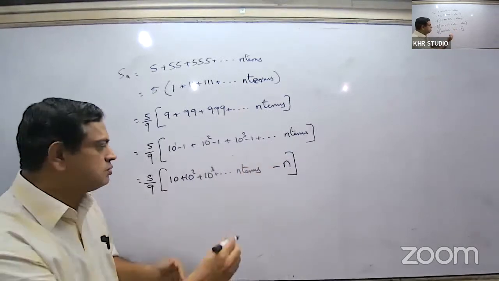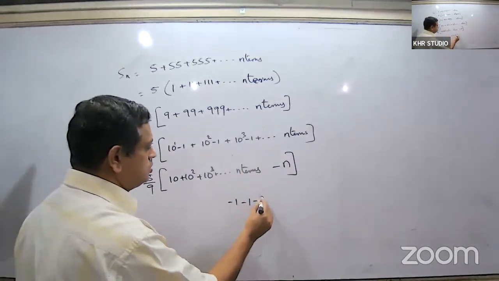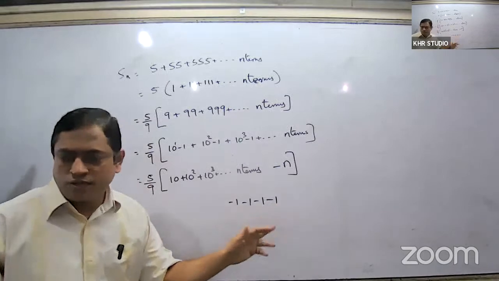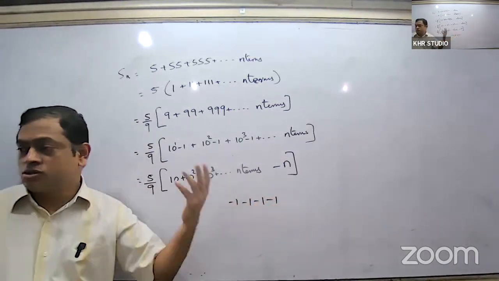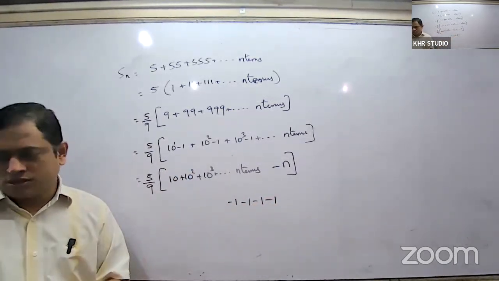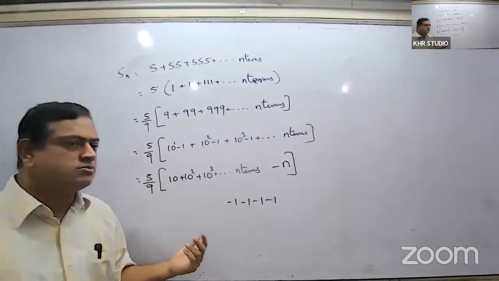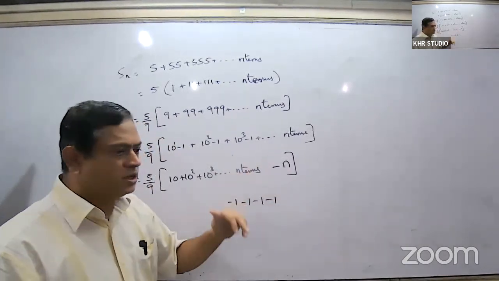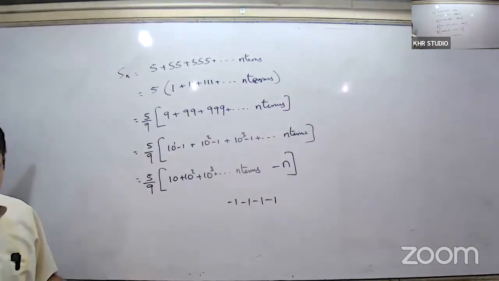Minus n means, see here what is left out: minus 1, minus 1, minus 1, minus 1, etc. If 1 is added 20 times, what is the answer? 20. 1 is added 50 times, what is the answer? 50. 1 is added n times means n. Is that clear to all of you? Yes.